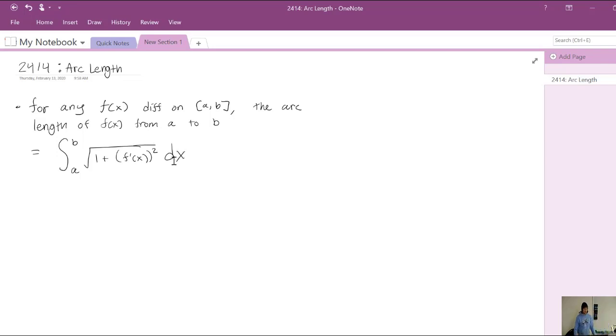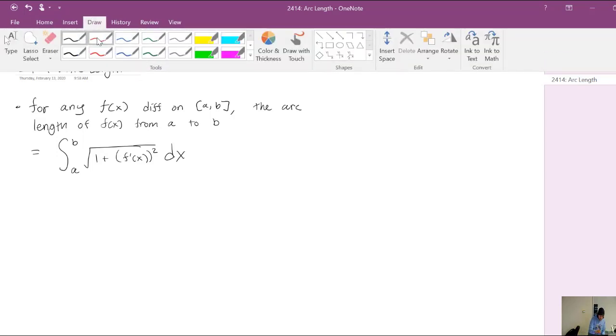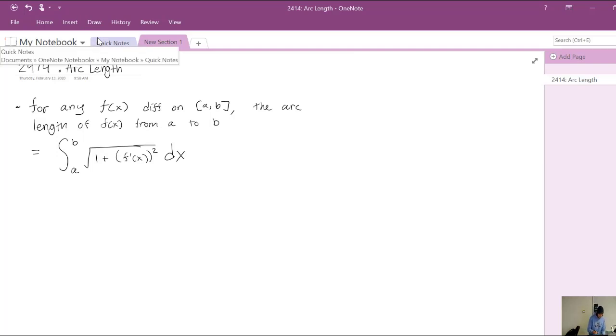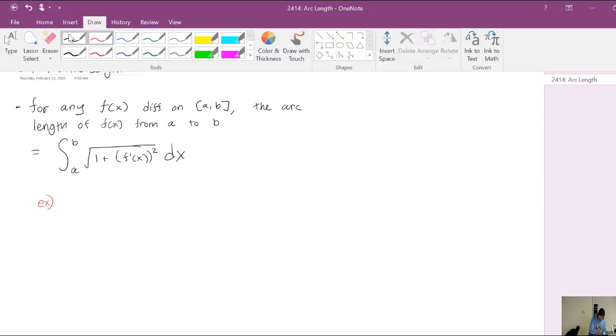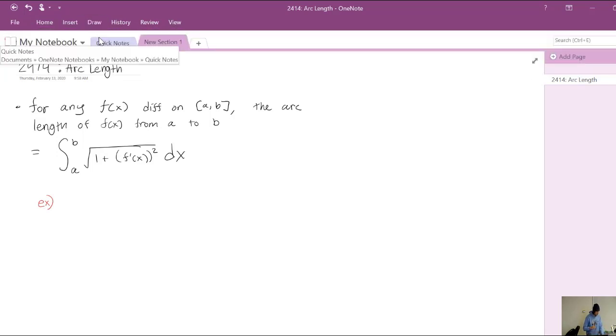Right, so one of the main things we learned this week was the formula for the arc length of a given function. If any function is continuous on some interval a to b, then its arc length is always defined as the integral from a to b of the square root of 1 plus f prime squared. We can derive that later if you want, but I think it'd be good to just hop into examples for now.